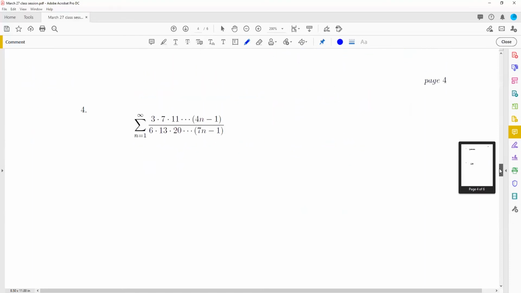Okay, so number 4. Something weird like this, what do you think we should use here? What test would you use on this one?